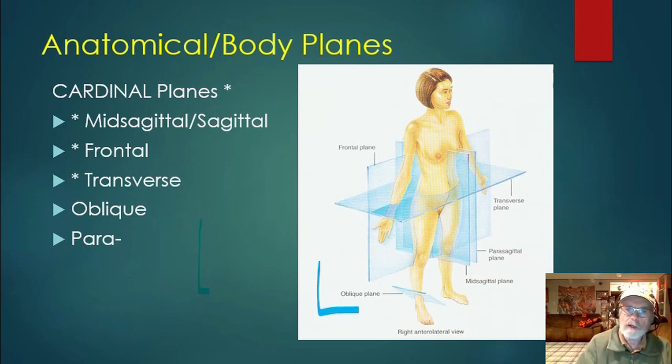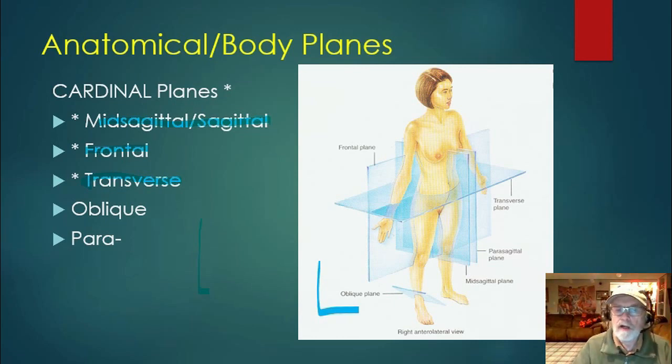The first cardinal plane we'll talk about is called the mid-sagittal or sagittal plane. Both words are appropriate for that. The second plane we're going to talk about is the frontal. Sometimes you'll also see it called the coronal plane. And then a third plane is called the transverse plane, and the transverse plane is also called the axial plane.